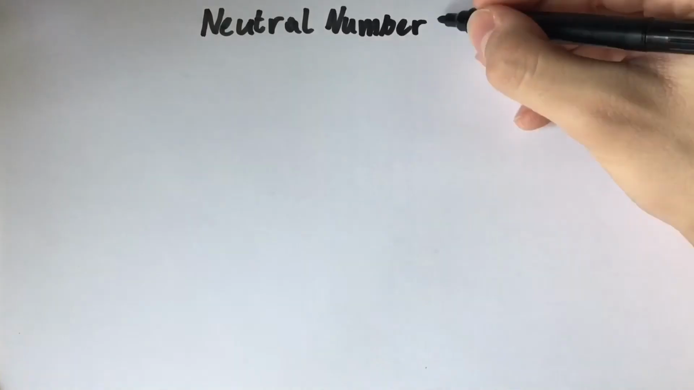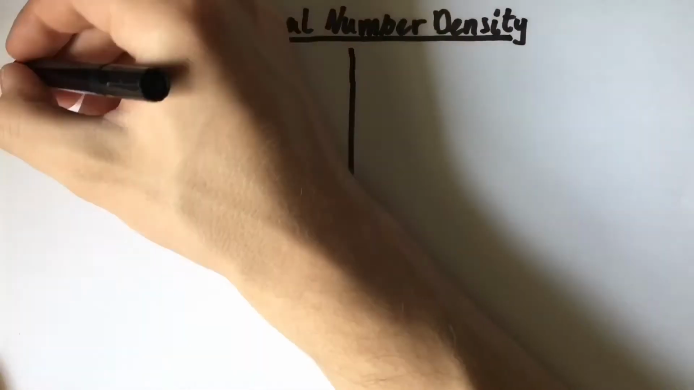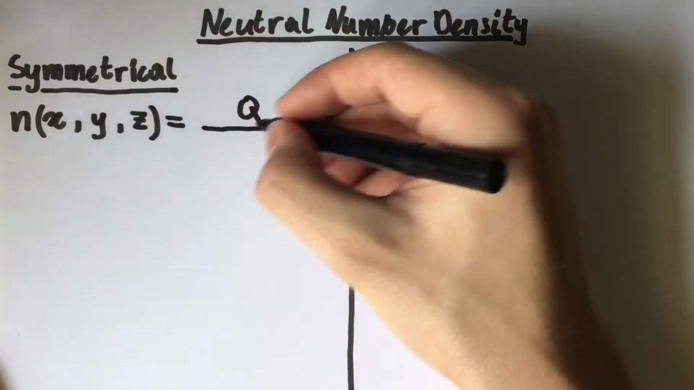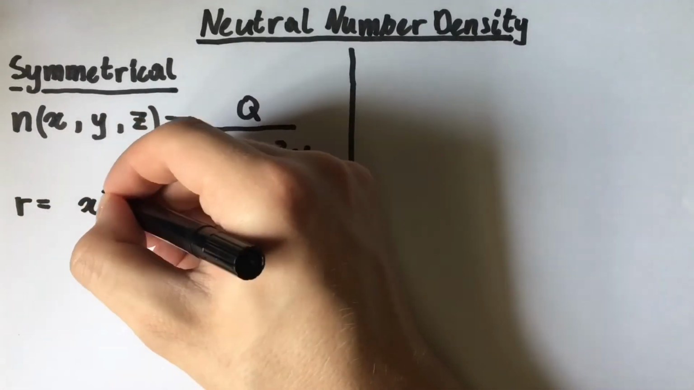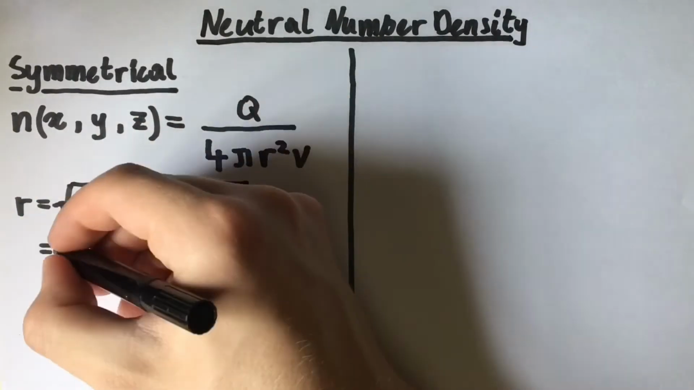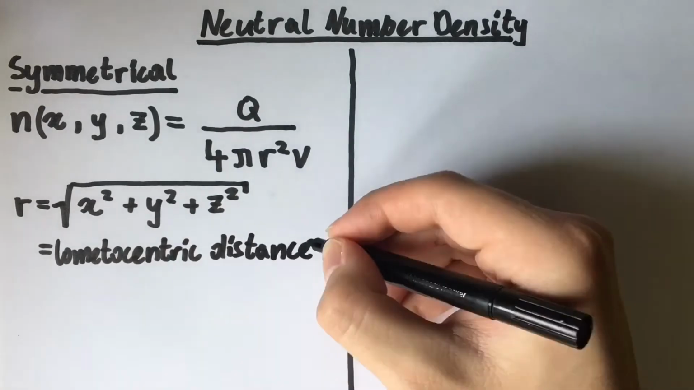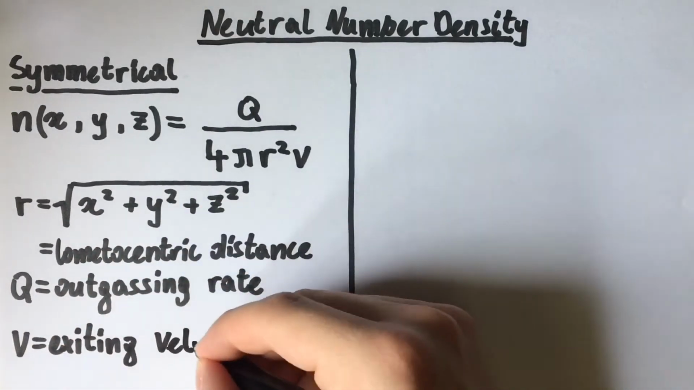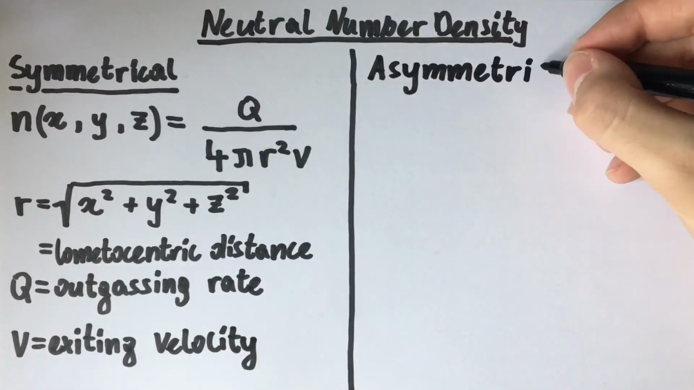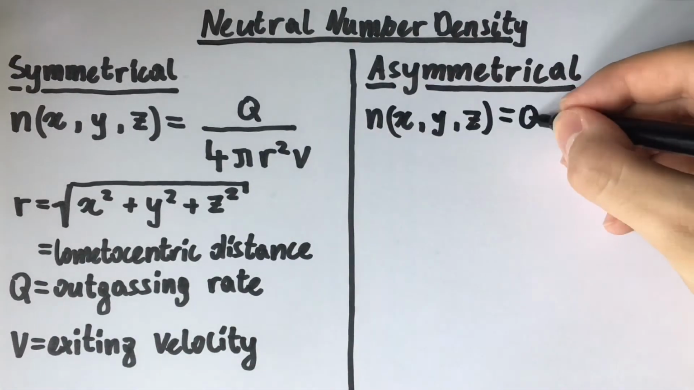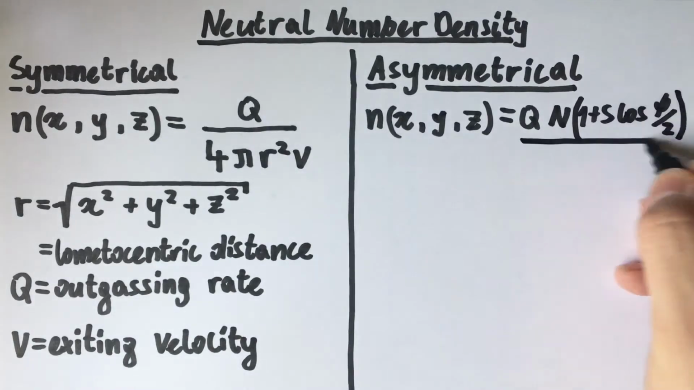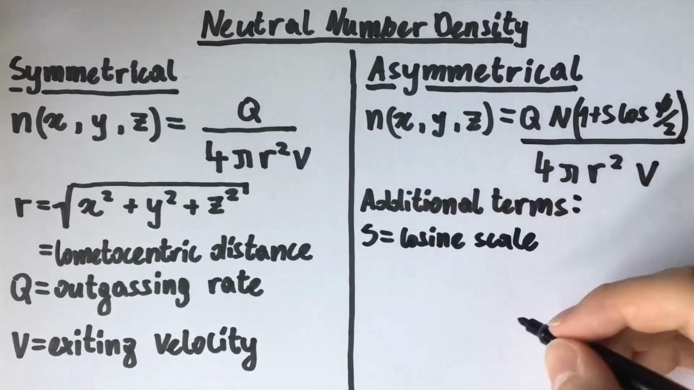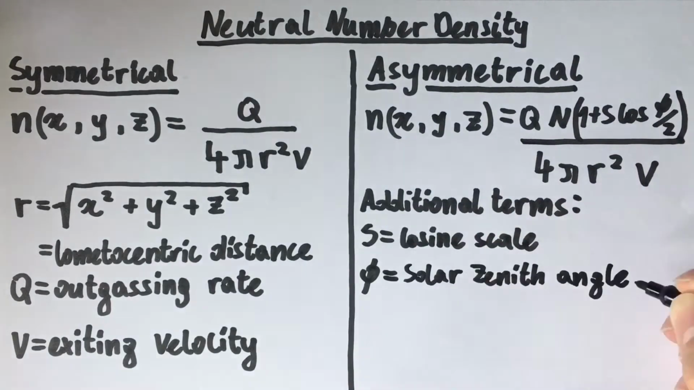The coma of the comet was modelled as a density distribution of water molecules, and for the purpose of showing the difference between symmetrical and asymmetrical models, two distributions were used. The first was a simple radial inverse square distribution, dependent on total outgassing rate Q, cometocentric distance r, and exiting velocity v. The second model builds on this by including a factor of the cosine of half the solar zenith angle phi, as well as a cosine scale, or asymmetry factor s, which is used to compute the normalization factor n, which ensures the outward flux remains equal to outgassing rate.